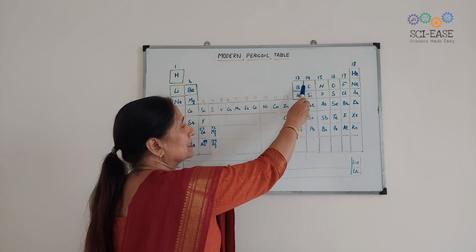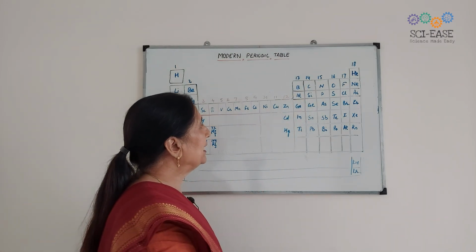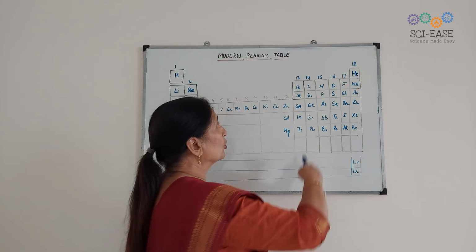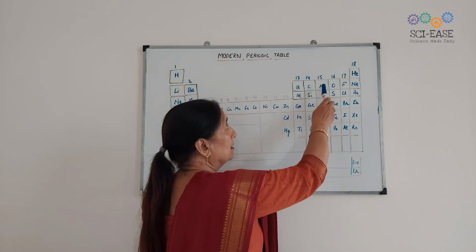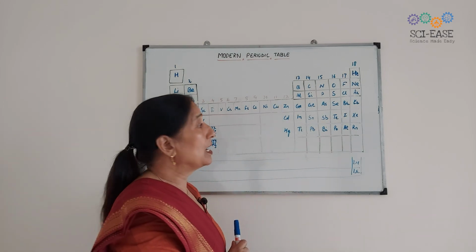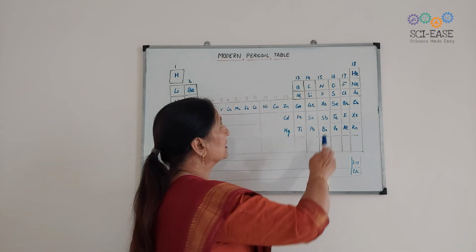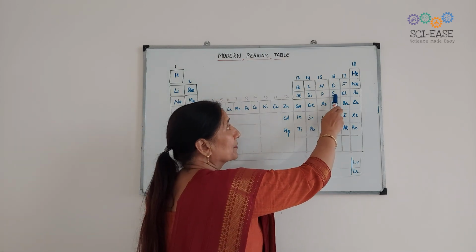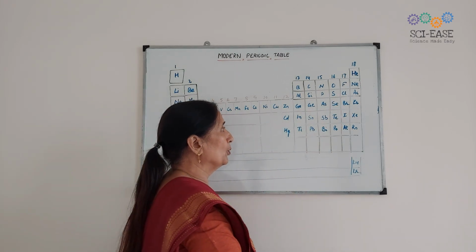Group 13 elements, they are boron, aluminium, gallium, indium, thallium. Then comes group 14: carbon, silicon, germanium, tin, lead. 15: nitrogen, phosphorus, arsenic, antimony and bismuth. Then comes group 16 elements: oxygen, sulfur, selenium, tellurium and polonium.